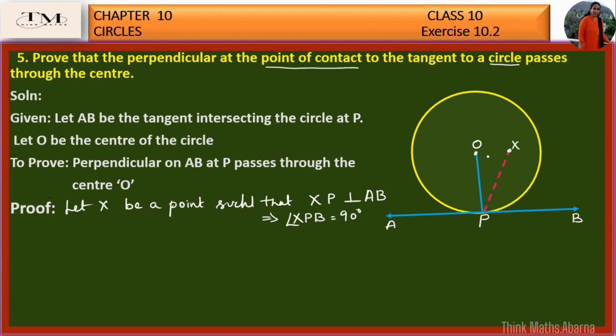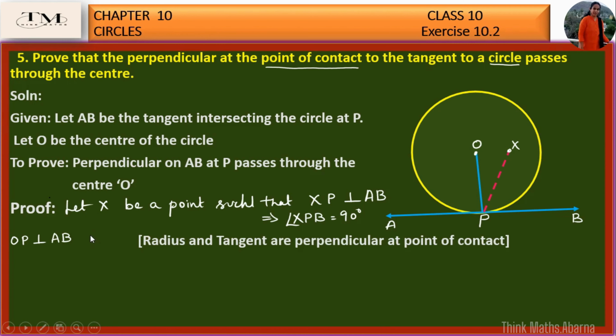Now here OP is the radius and AB is the tangent. What do we know about radius and tangent? We know OP is perpendicular to AB. What is the reason? From theorem 10.1, we know radius and tangent are perpendicular at the point of contact. So P is the point of contact, so OP will be perpendicular to AB by theorem 10.1. Now we got OP perpendicular to AB, so angle OPB will also be 90 degrees.